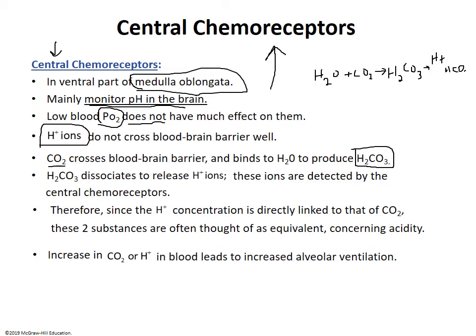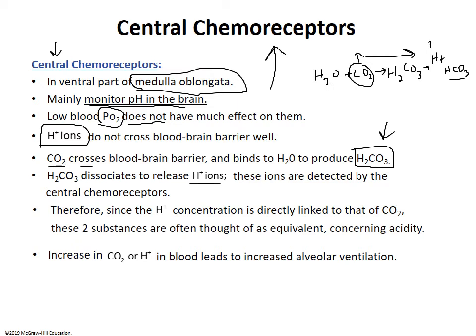HCO3, or bicarbonate. Right? This is that buffer system. This is why if I increase carbon dioxide, I'm going to drive the equation this way and therefore increase hydrogen ions. And so that's what this is talking about. Carbon dioxide back here crosses the blood-brain barrier and binds to water to produce carbonic acid, which is going to break down and release hydrogen ions.